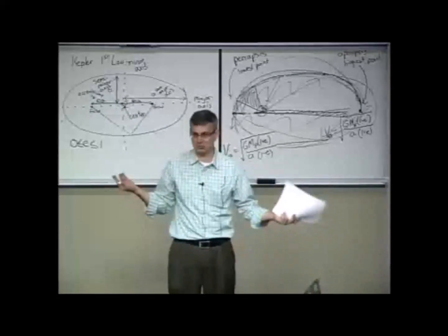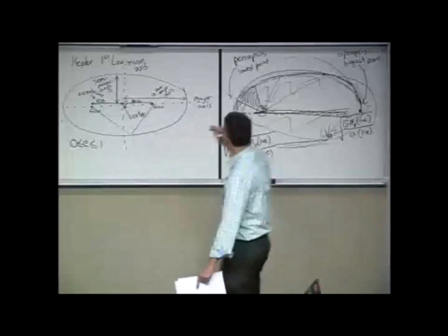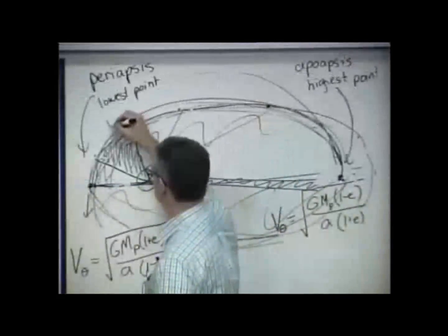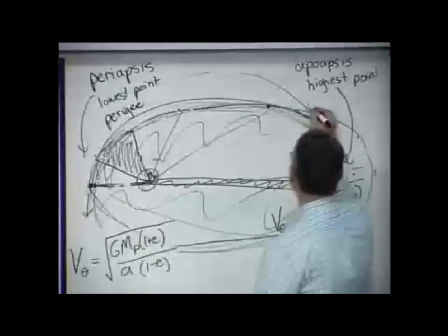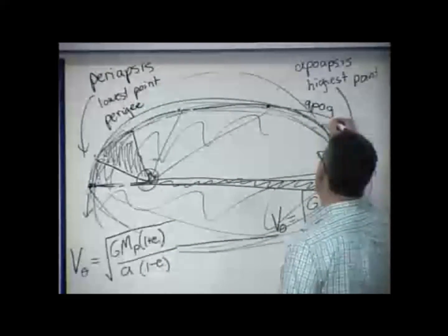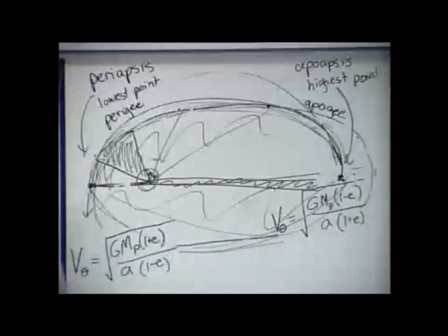This is where we live. This is where most satellite communications takes place. And in that case, the periapsis is called the perigee, and the apoapsis is called the apogee. You add G instead of apsis.